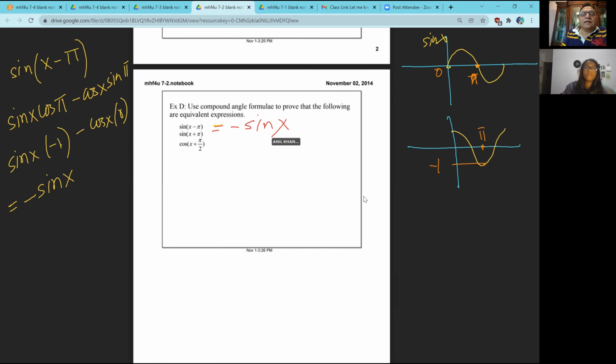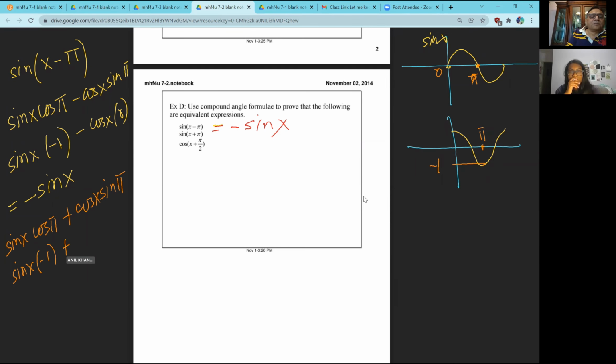Now let's do the next one, which is sine of x plus pi. In that case, it will be sine x cos pi plus cos x sine pi, right? Which will again be sine x times minus 1 plus cos x times 0. So again we get minus sine x, correct? This is for sine of x plus pi. It is very clear to you, you know it otherwise also.